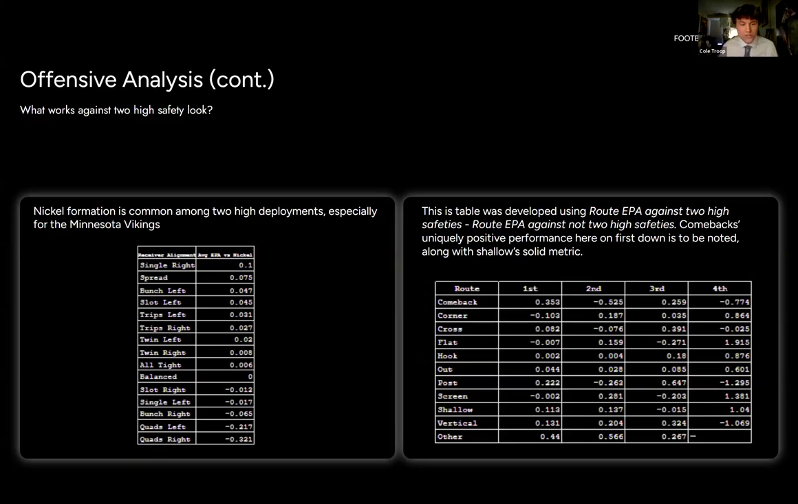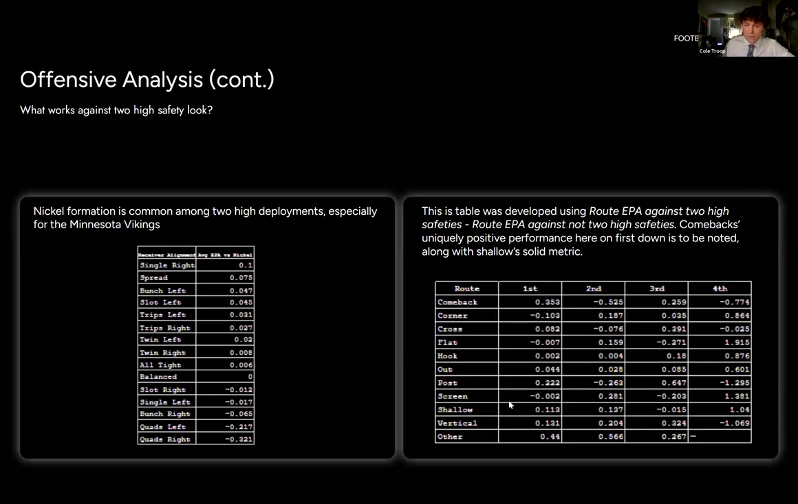And all of those numbers, most of the data revolves around zero. But those top five distinguish themselves as effective and prominent against nickel personnel with two-high safety deployment. On top of that, we're seeing consistently that more receivers means more spacing and more stress on both safeties, and clearer leverage for reads for the quarterback. The defense is forced to declare structure, and that tends to improve offensive efficiency.